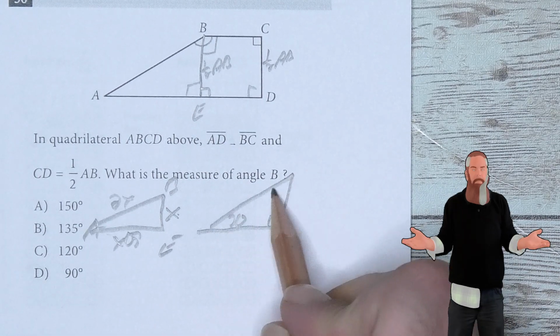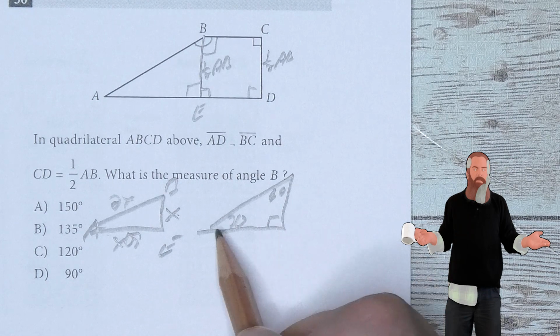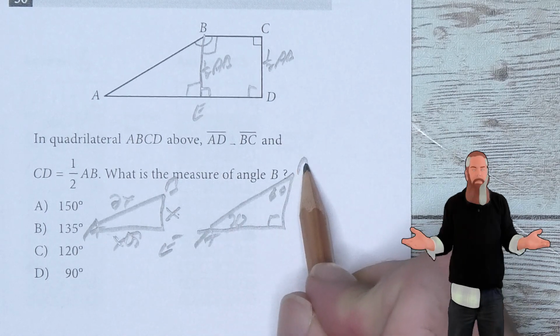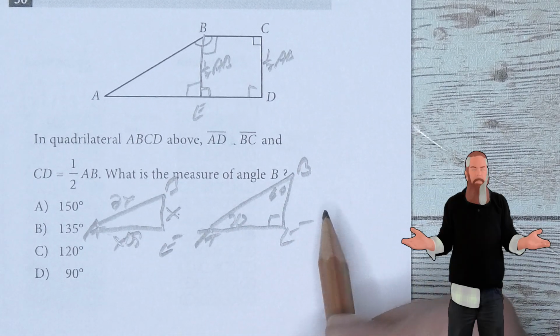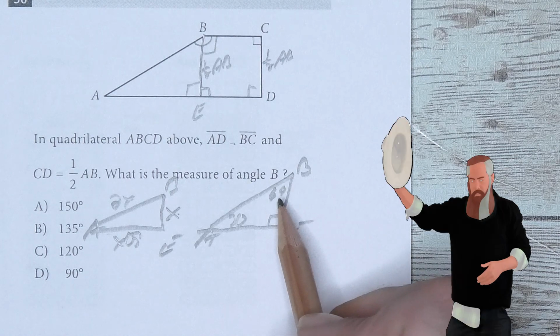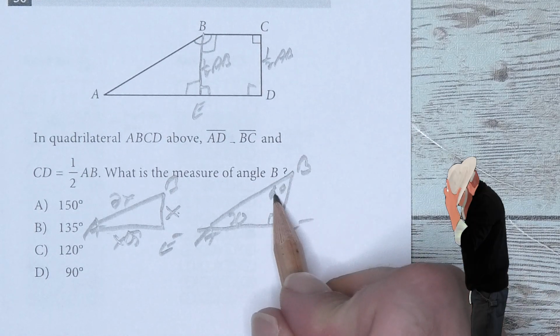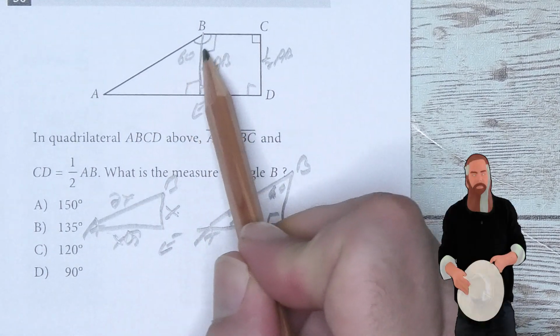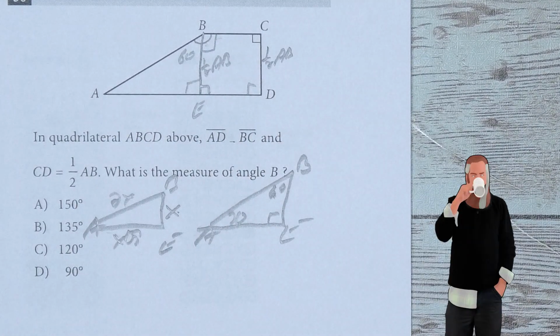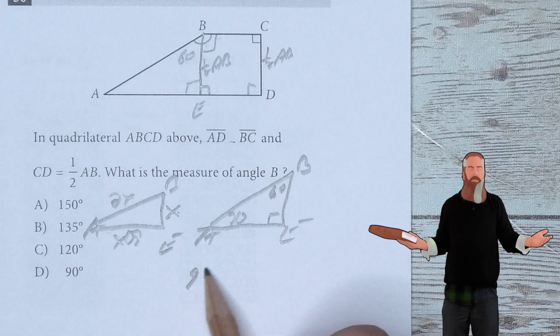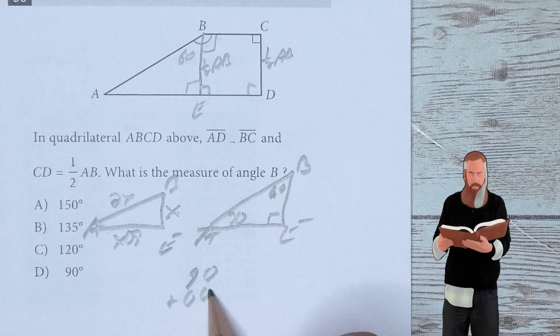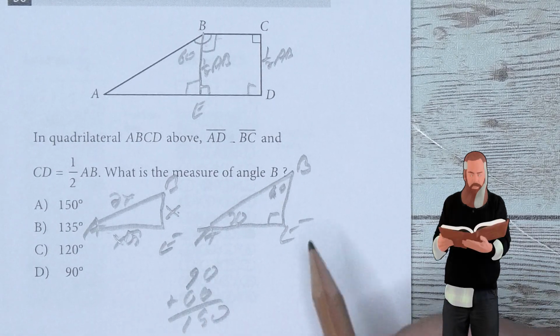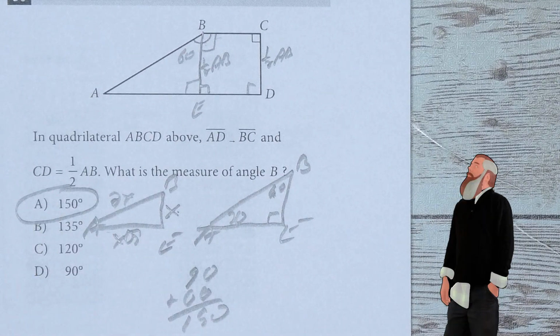So 30 degrees here, 60 degrees here. And this is our ABE. So this angle right here is 60 degrees. This 60 degrees and this 90 degrees means that what we're ending up with is 60 plus our 90 to get 150 degrees. A is the answer.